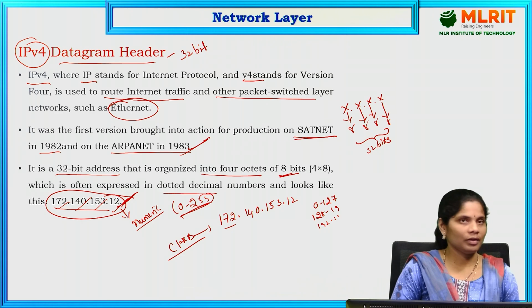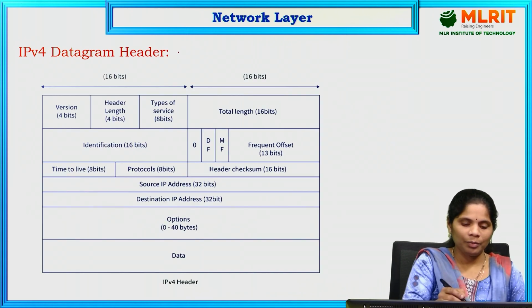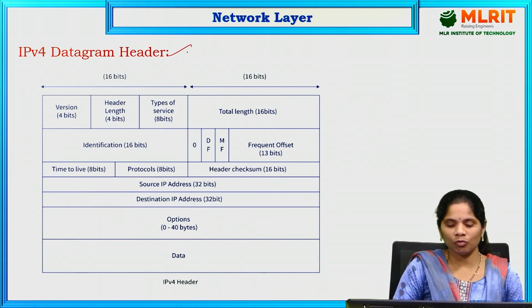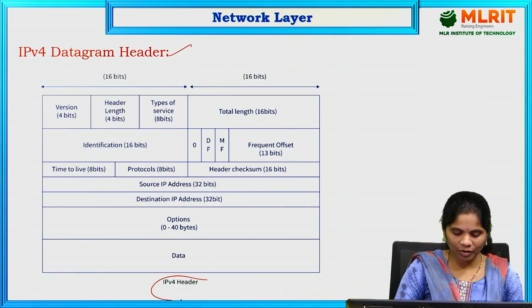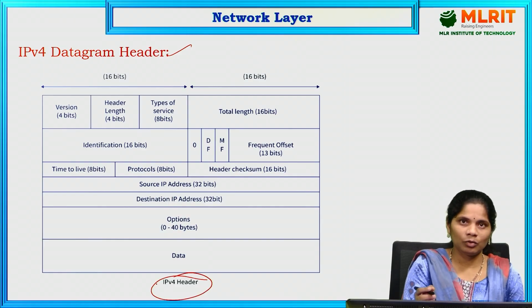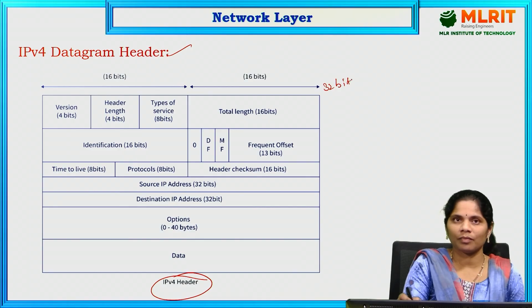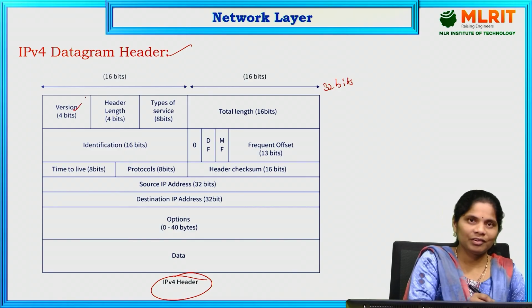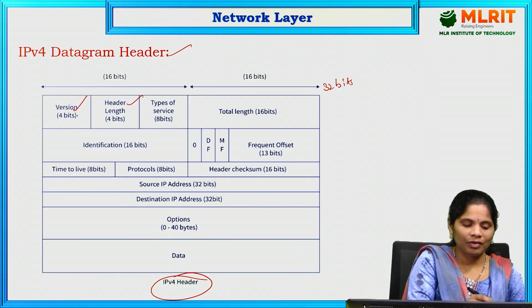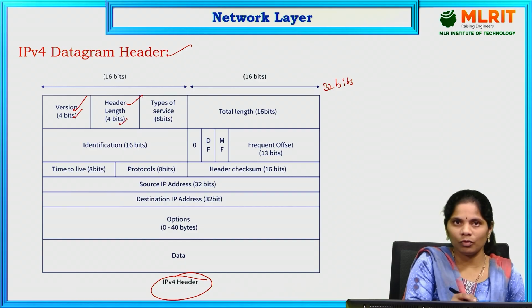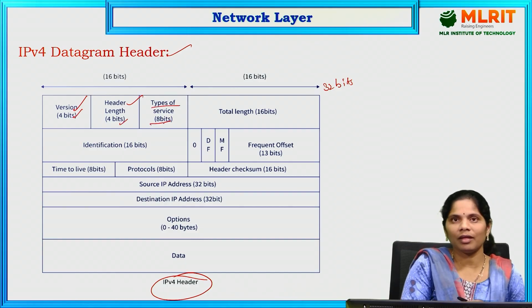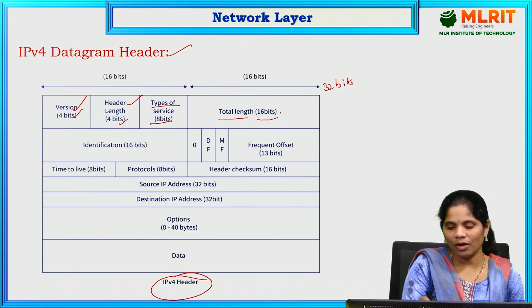And next, what is the IPv4 datagram header format, and how is it represented? See here, this is the IPv4 header format. In total it has 32 bits per row. Here the fields are the version field and the header length: version is 4 bits and header length is 4 bits. Type of service has 8 bits, and total length has 16 bits.